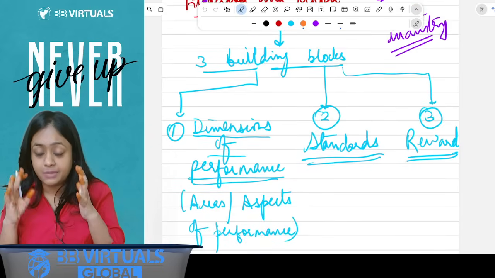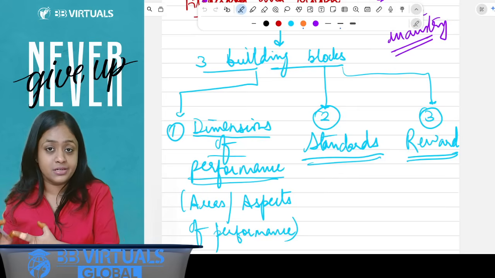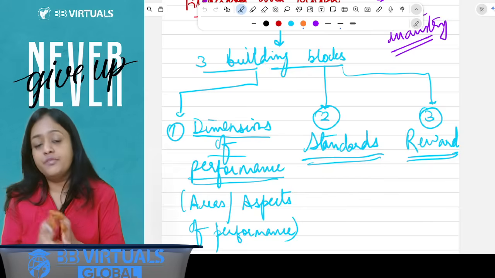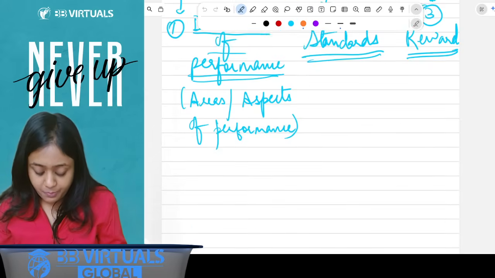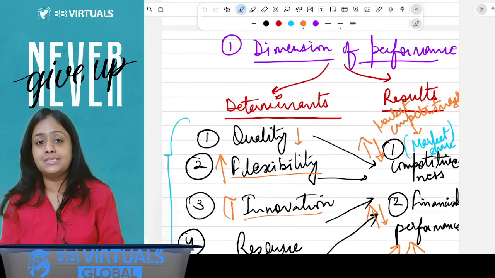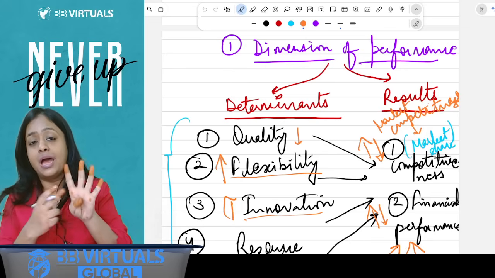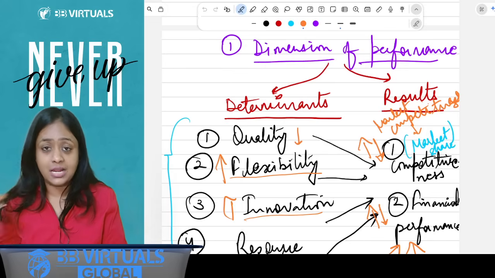One is dimensions of performance, next is standards, and third is targets. So these are the three blocks, based on which we assess the overall performance of the entity. Dimensions of performance are like the aspects or the areas of performance. It simply says when we are analyzing the performance, you'll have four determinants to analyze it, and the results will be for the two resultants that we see.